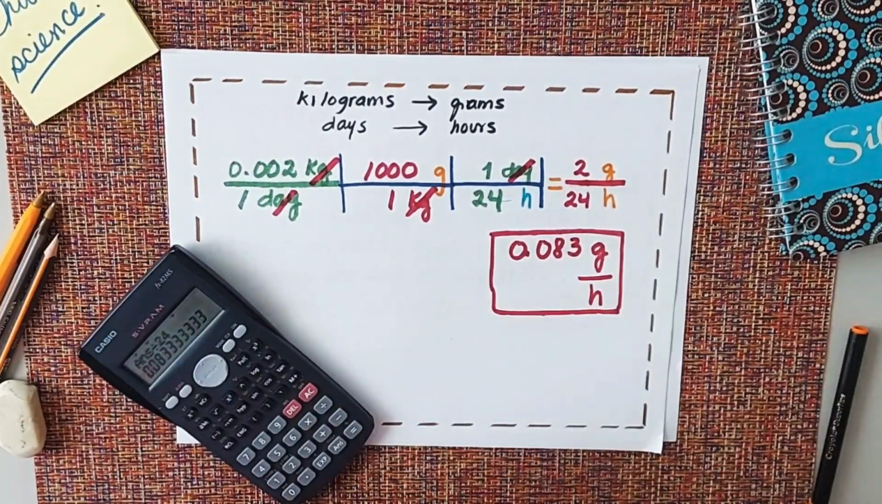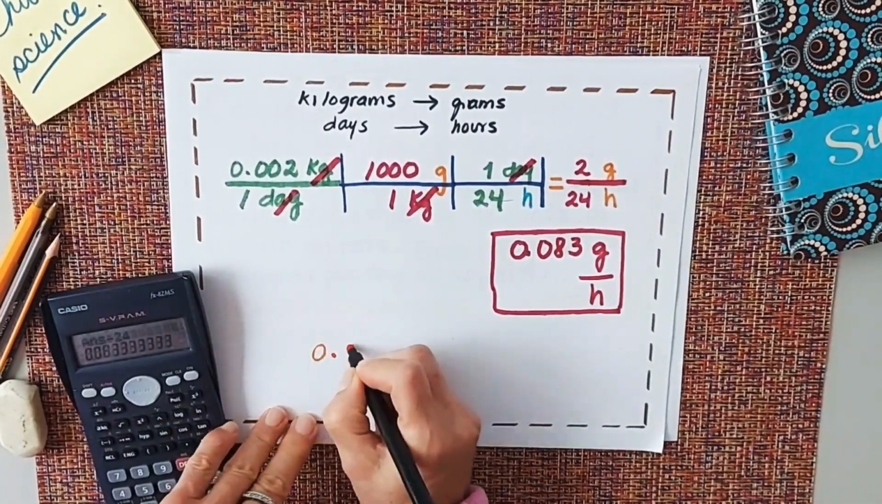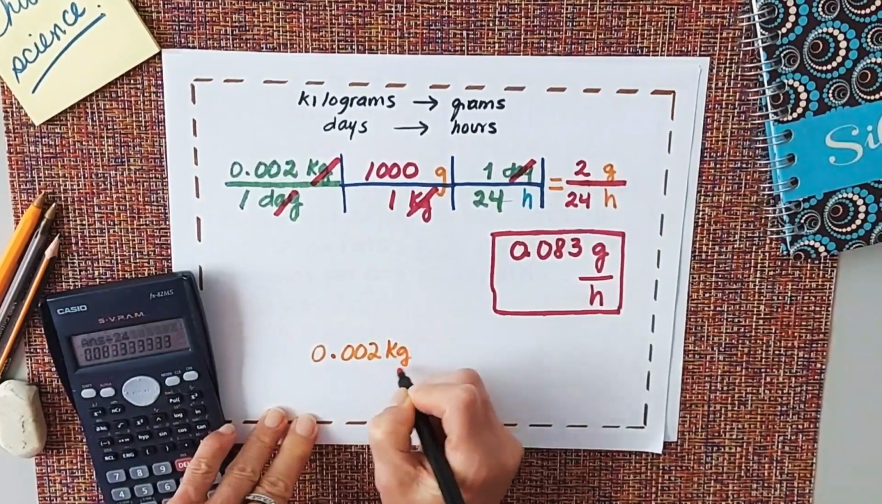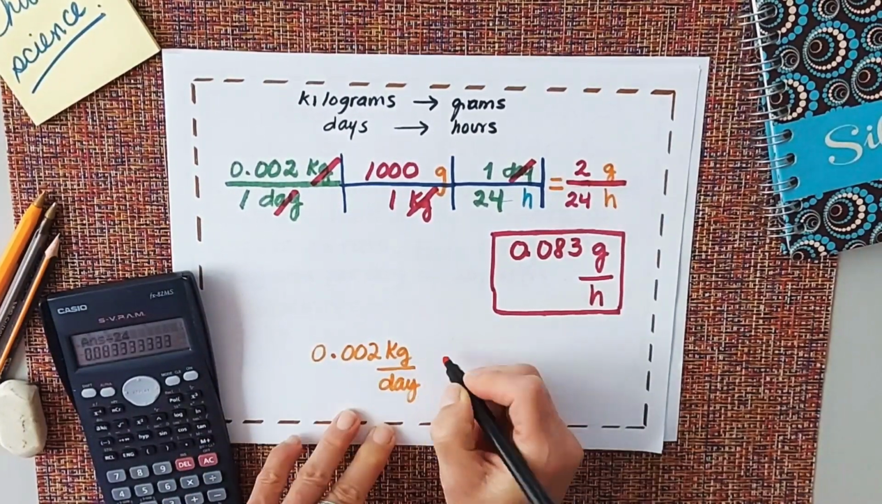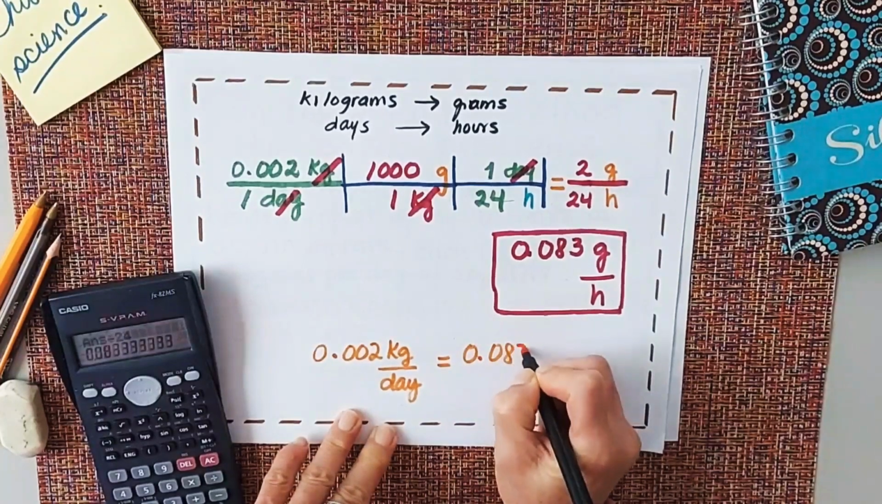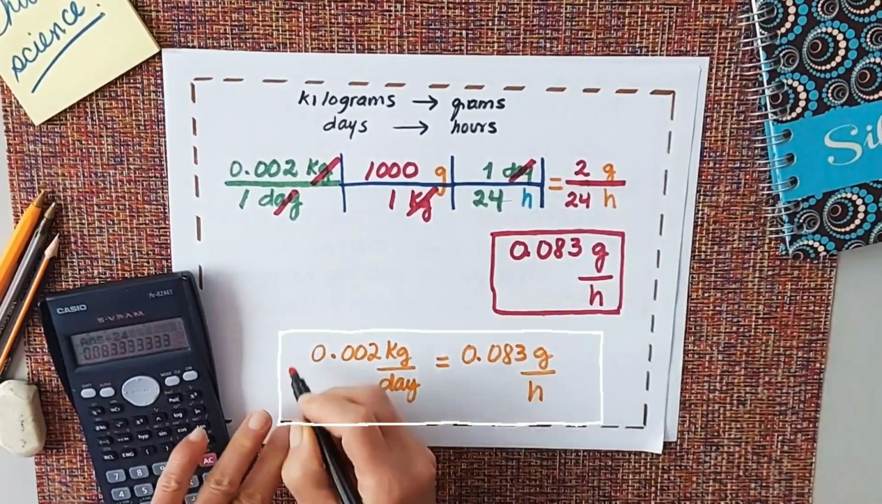In other words, 0.002 kilograms per day equals 0.083 grams per hour. Okay?